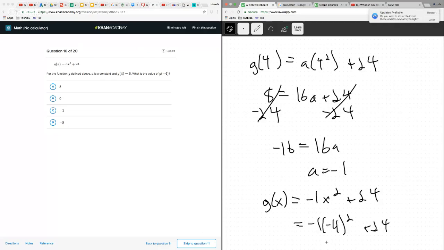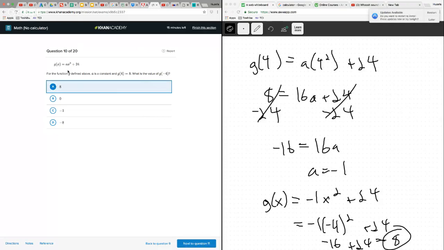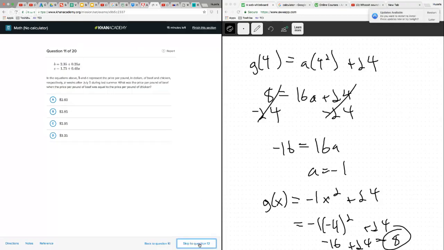This is again 16, but negative 16, because we got the negative 1 after we apply the square, plus 24, and we again get 8. So it's positive 8. I think we did that right, right? Negative 4, 6, so 4, 16. And it's got to be negative 1, negative, yeah. Yeah, that's right. Okay, next.